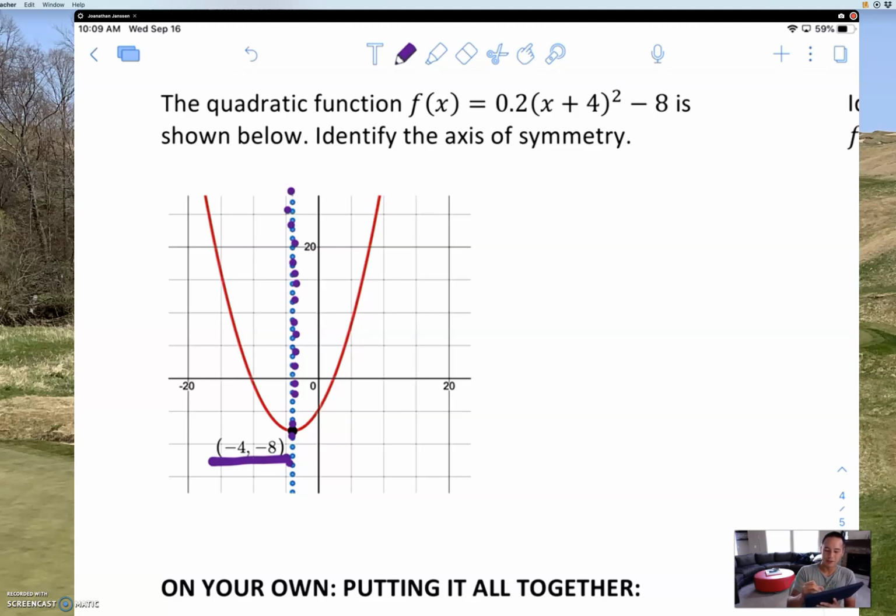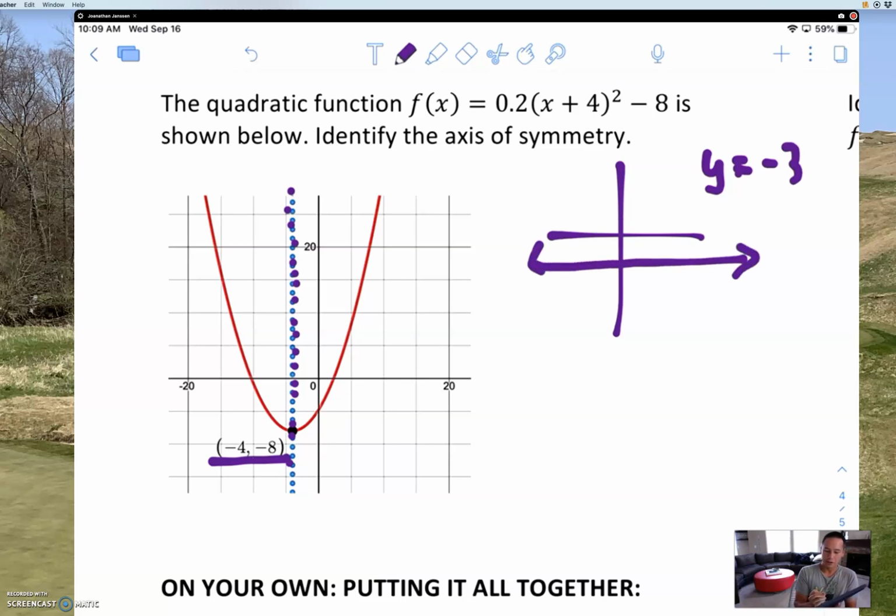So before I get started, I'm going to show you a couple different types of graph that maybe we forgot. Let's say you have the graph y equals -3. A graph of y equals a number will just be a horizontal line going straight across. If I have the graph of x equals 1, it's going to be a vertical line going straight up and down at 1.